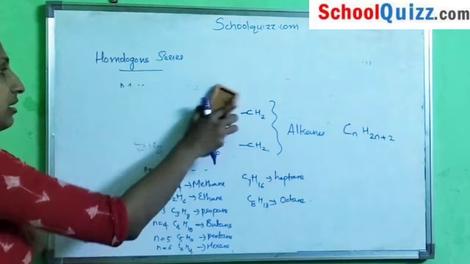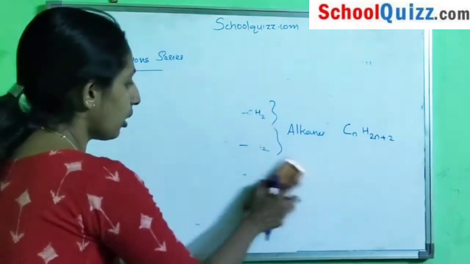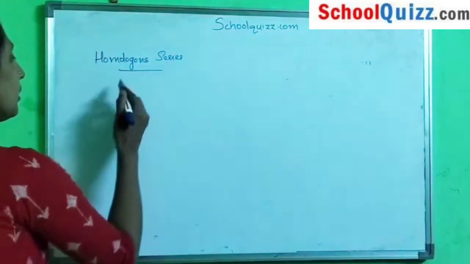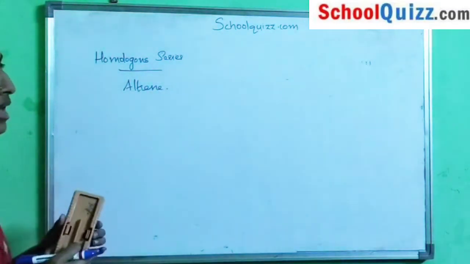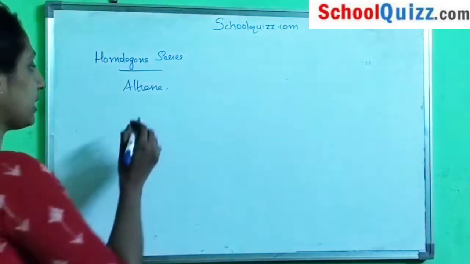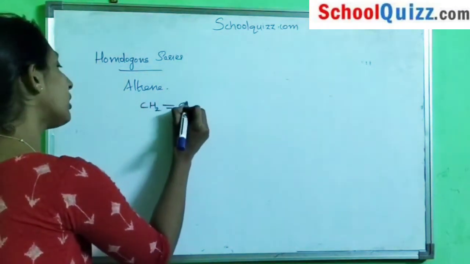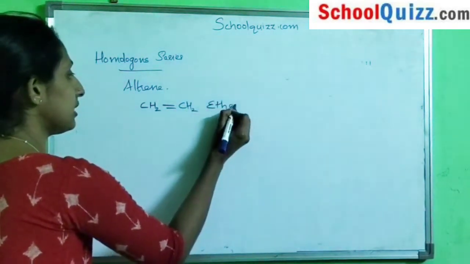Next we can look at an unsaturated homologous series, that is alkene. What is an alkene? Alkene means it consists of a double bond. The simplest alkene is ethene, that is CH2 double bond CH2, known as ethene.